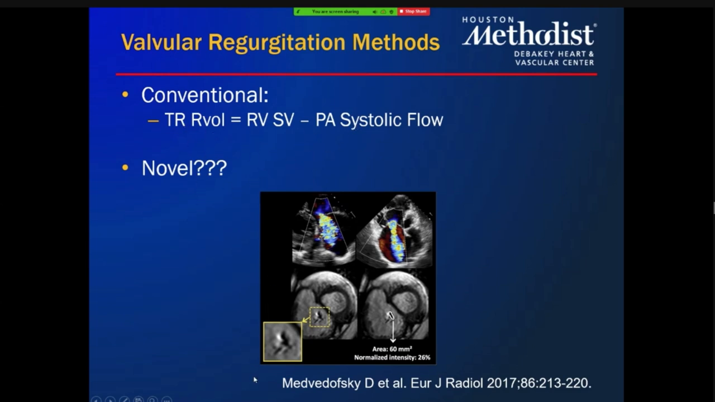One group did try to do aliasing, where they tried to estimate the EROA using the tricuspid valve, but for obvious reasons, we haven't heard too much about that. That's not considered as reliable and may be misleading.